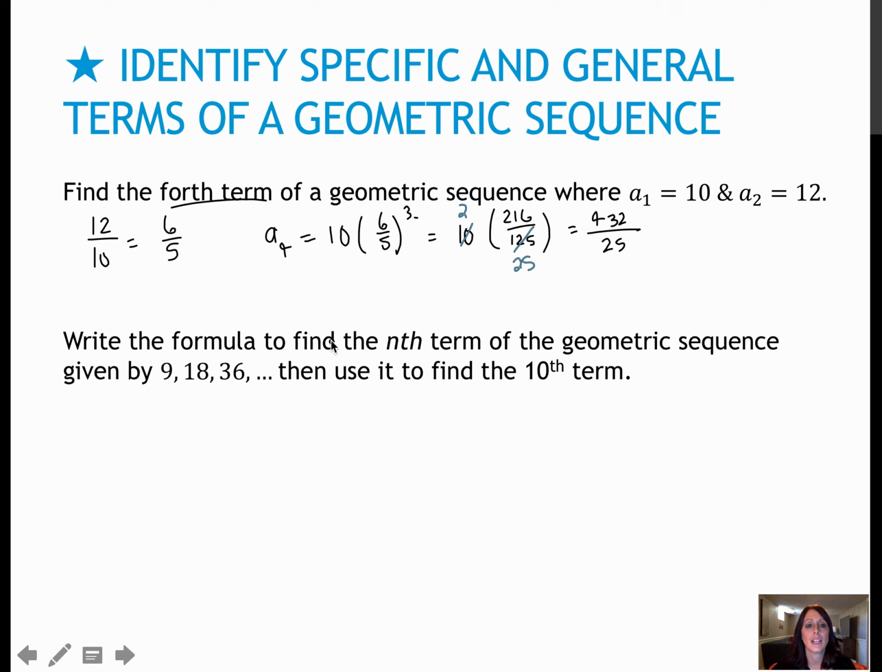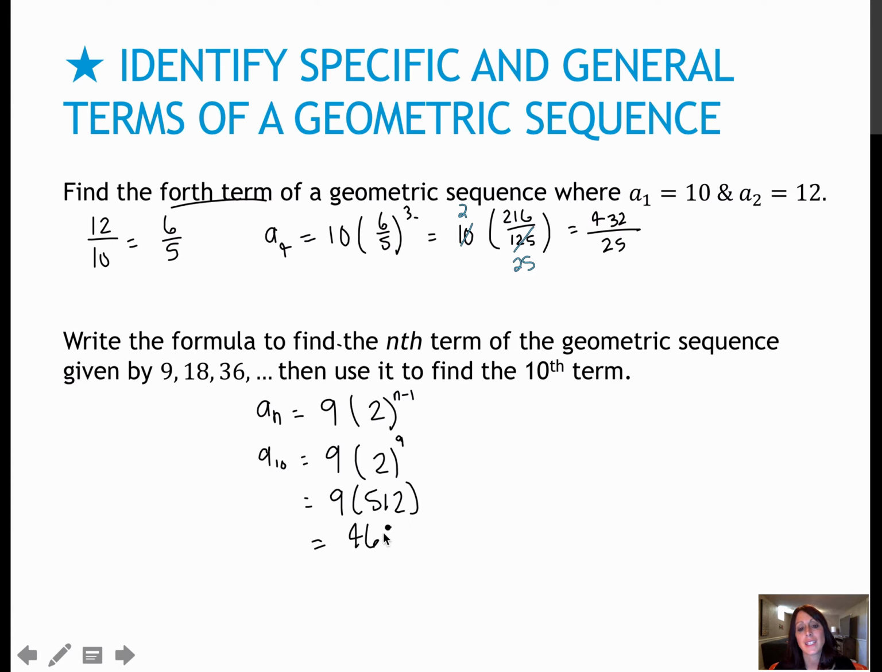For the next, I'm first writing the general formula, and then I'm going to use it to find the 10th term. So a sub n would be my first term, which is 9. And then my common ratio, 18 divided by 9 is 2, 36 divided by 18 is 2, so this is 2 to the n minus 1. So that's the general formula. Then using that to find the 10th term would be 9 times 2 to the 10 minus 1, which is 2 to the 9th. 2 to the 9th is 512, and 512 times 9 is 4,608.